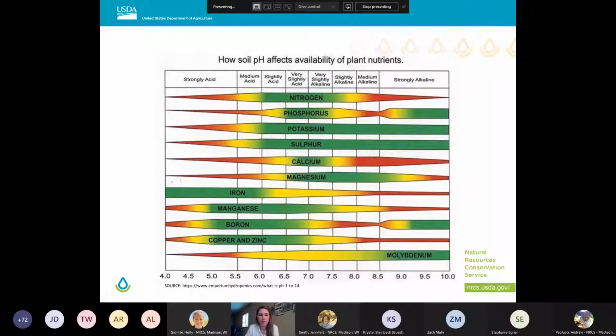And then another thing that we commonly hear is buffering capacity of a soil. That's its ability to resist change in pH. In general, clay soils have a higher buffering capacity than sandy soils, and increasing organic matter in soil can increase its buffering capacity. So again, less susceptibility to changes with management. Next slide.